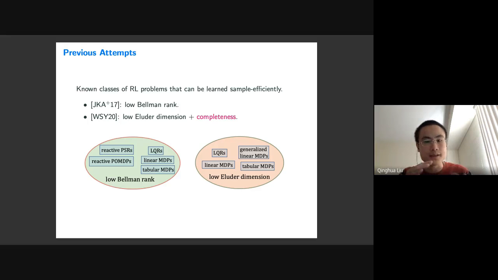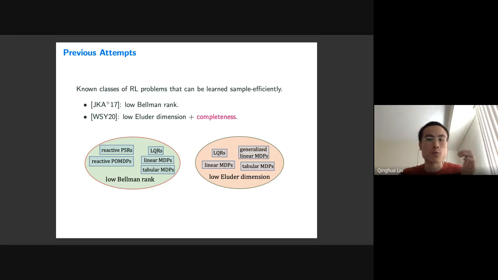This is basically a special case of POMDPs, where the optimal policy only depends on the current observation and doesn't depend on the history. And they also include reactive PSRs. This is something similar to reactive POMDPs.